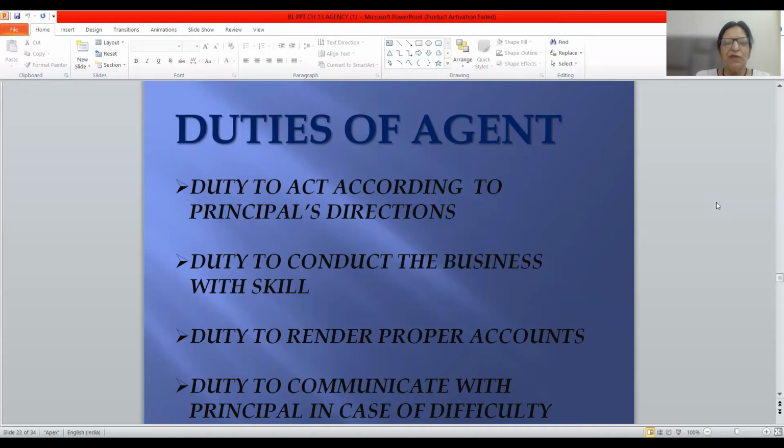Moving ahead, friends, duty to conduct the business with skill and due diligence. The agent must perform his duties in the most efficient manner. He should not at all be negligent. So he should perform all his duties in the most efficient manner. Duty to render proper accounts. It is again the duty of the agent that all accounts must be properly maintained, and all accounts must be rendered to the principal on time, from time to time.